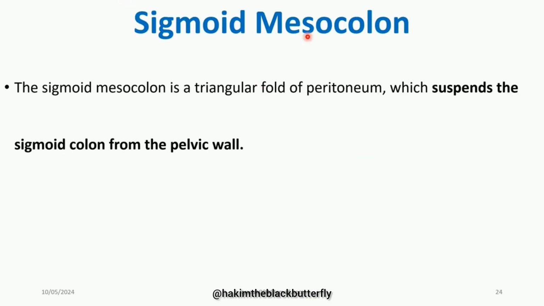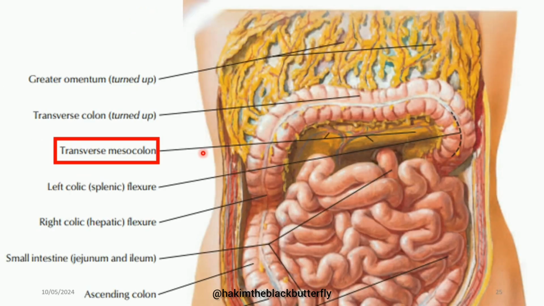The sigmoid mesocolon suspends your sigmoid colon from the pelvic wall. Okay, and we can see this here. This is the ascending colon. This is the transverse colon. This down here is the sigmoid colon. The descending colon is short, behind these coils. You can't see it fully, but we have the ascending, the transverse, a small descending colon, and then the sigmoid colon.